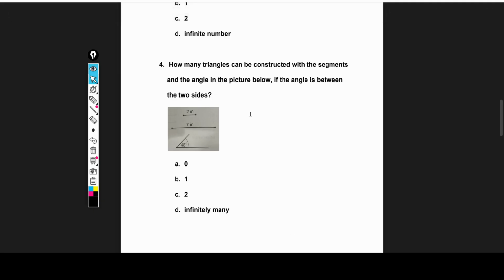And then let's see, how many triangles can be constructed with the segments and the angle in the picture below? If we know that this is the 2-inch side and this is the 7-inch side, the angle between them is 45 degrees. Once again, it's just one triangle because we know exactly where this point and this point should be relative to this point.